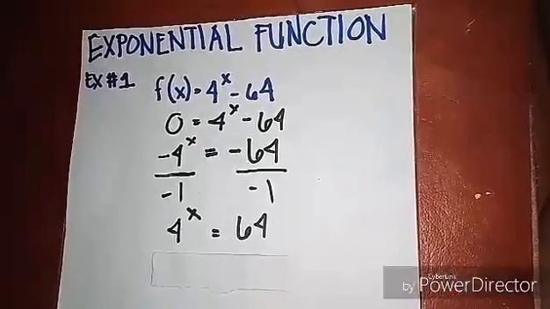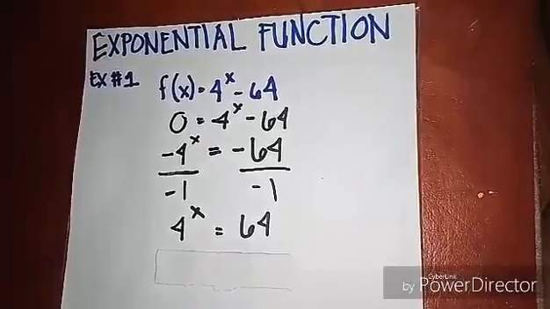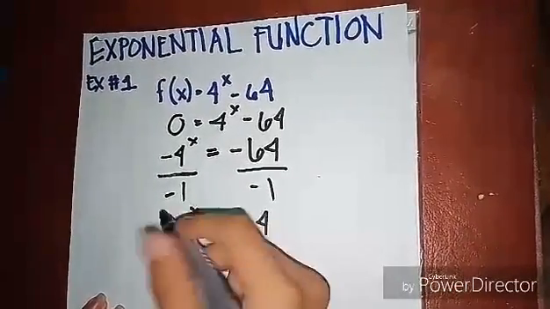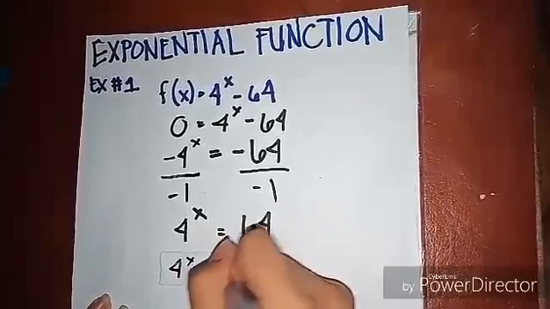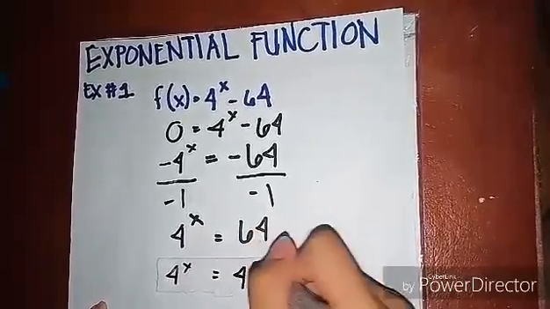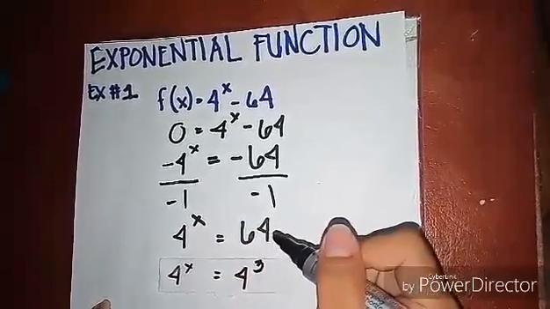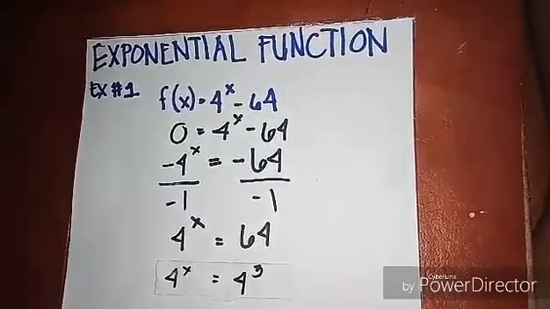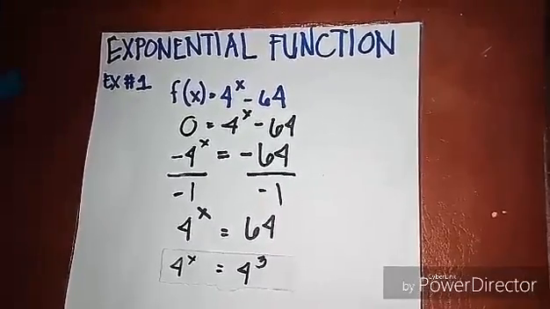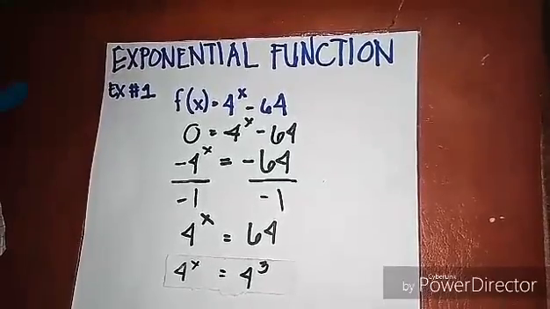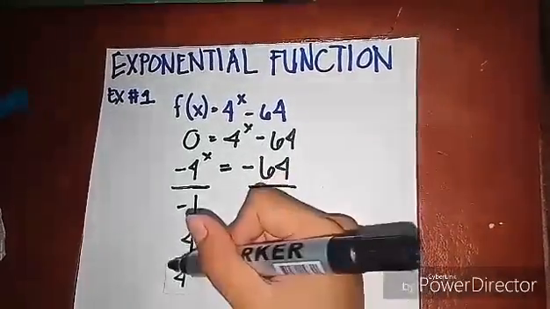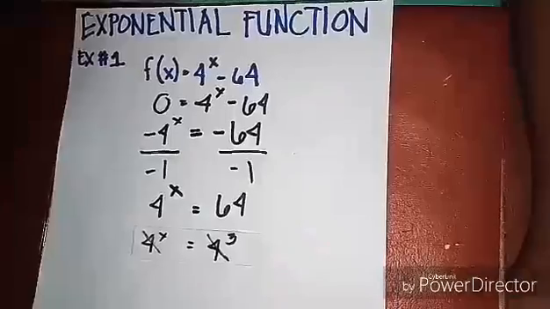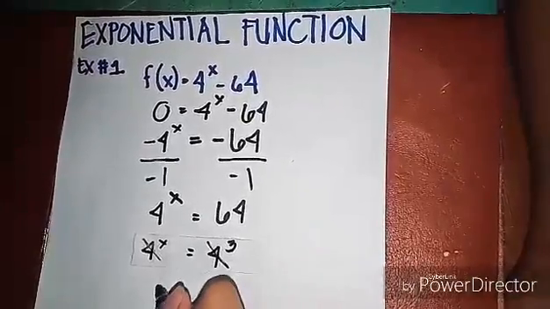So express 64 as a power of 4. 4 raised to x equals 4 raised to 3. By the property of exponential equation, cancel out 4. So x equals 3.